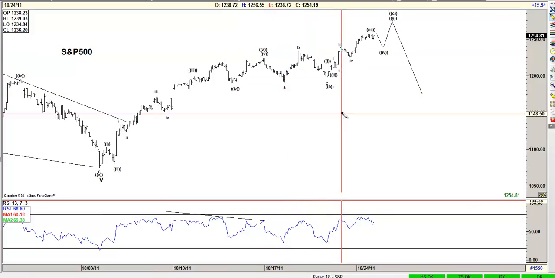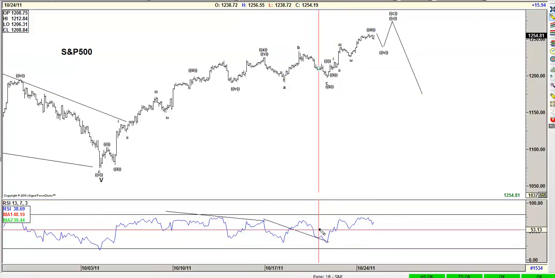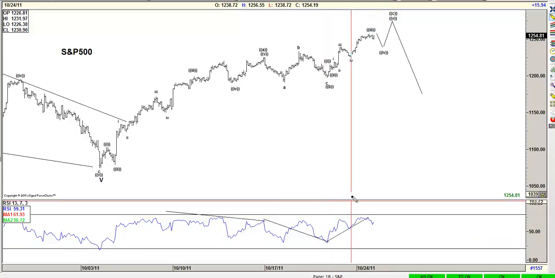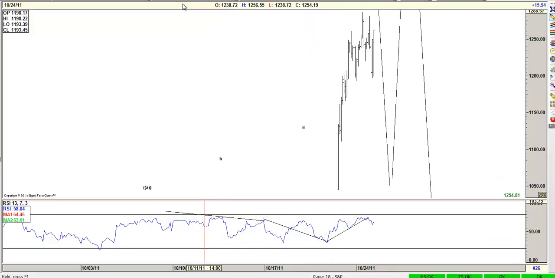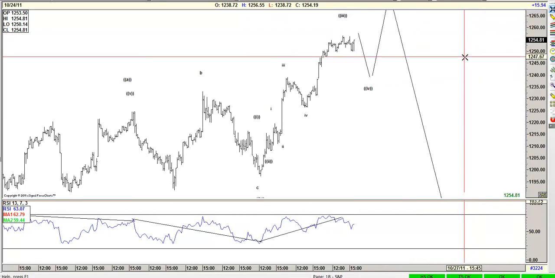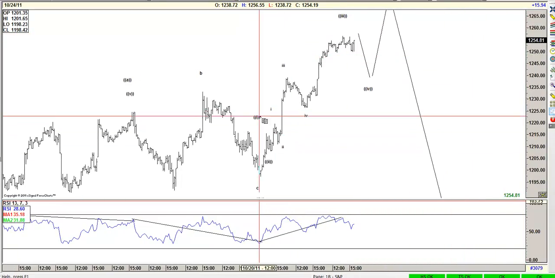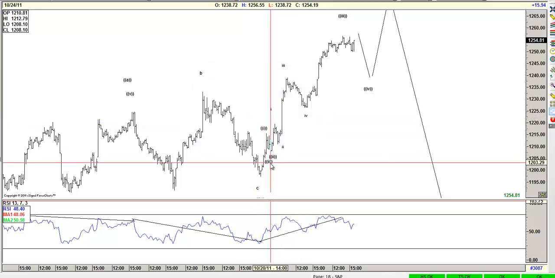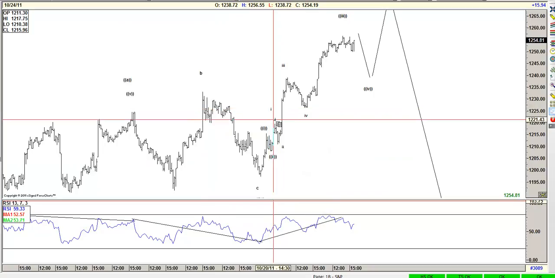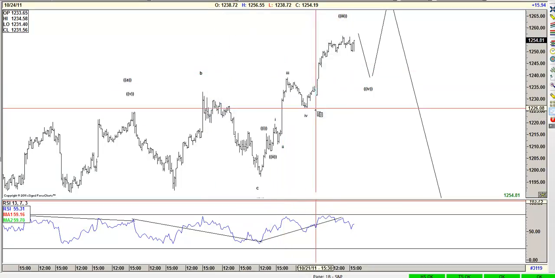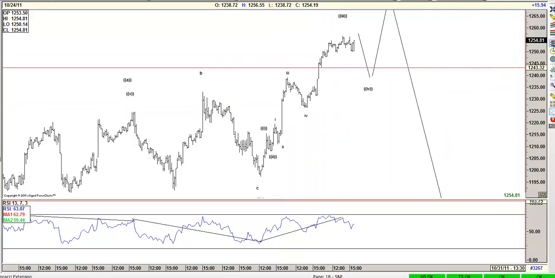You see the flat here. And most important, from this low, you don't get divergence yet. If you go a little smaller, like a 15-minute chart, you can see that from the lows, it looks like it did 1, 2, 1, 2, 3, 4, and it's ending wave 5.